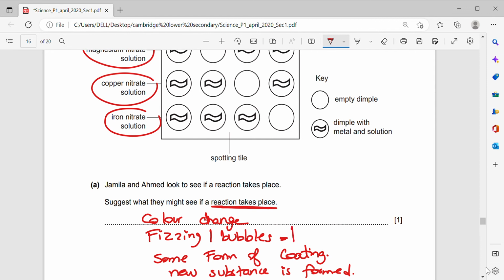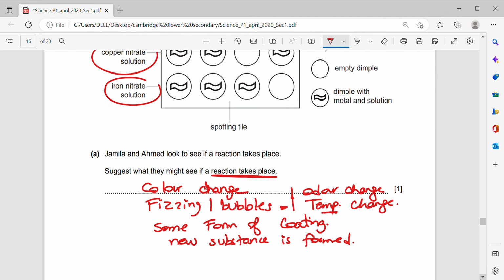If you also write odor change, you might smell an odor. Or you can write actually temperature change, because some reactions are exothermic, others are endothermic. So any of these answers is correct.